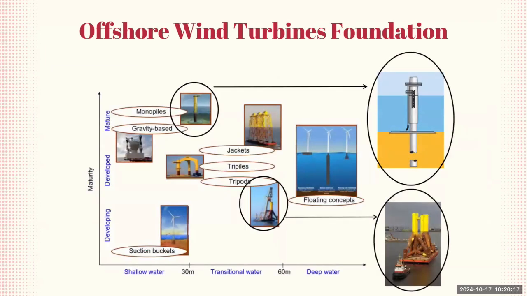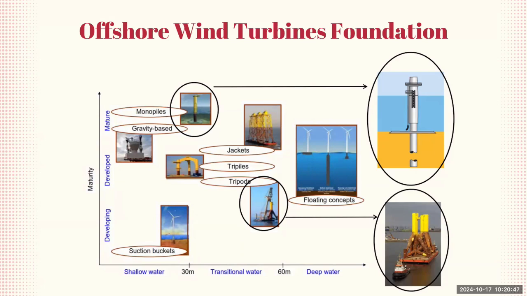So offshore wind turbines require robust foundations to ensure stability in different water depths. As illustrated in the chart, the type of foundation depends on the depth and the water conditions. In shallow waters, around less than 30 meters deep, monopiles and gravity-based foundations are commonly used. Monopiles, as shown here, are cylindrical steel tubes driven deep into the seabed, providing stability for the turbine structure.